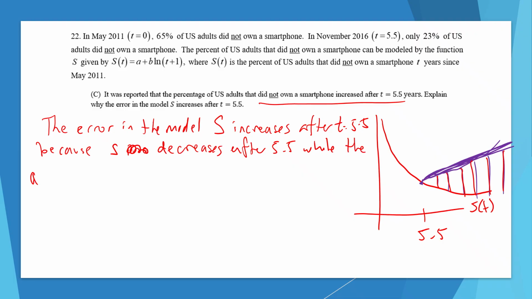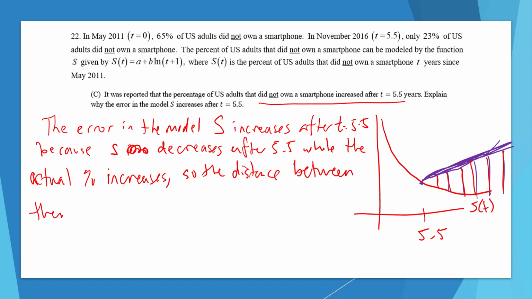So while the actual percentage increases, the distance between them is increasing over time. And that should be our answer to part C there.